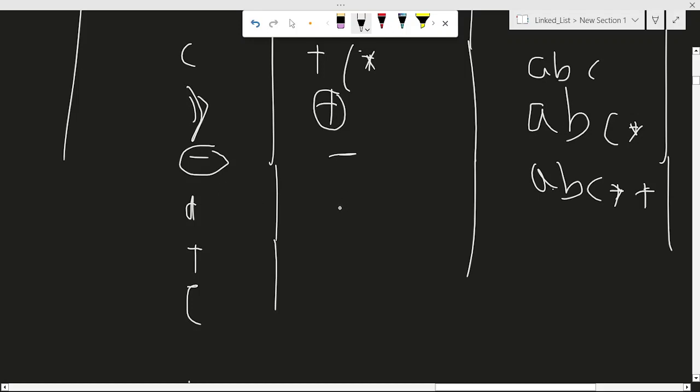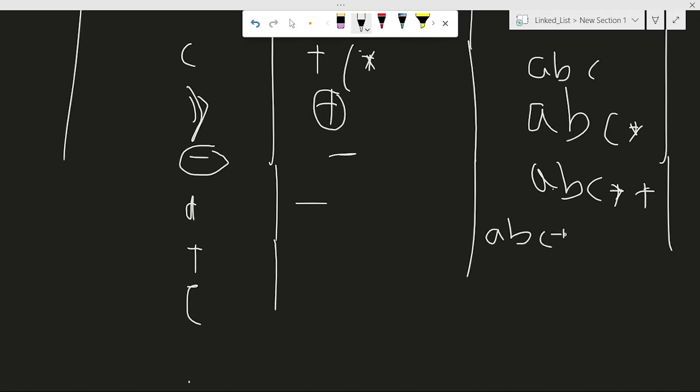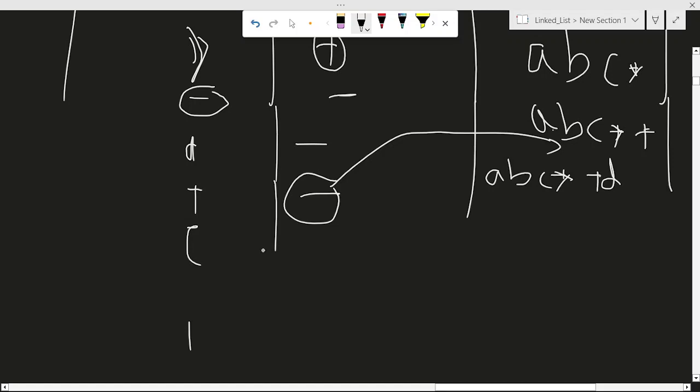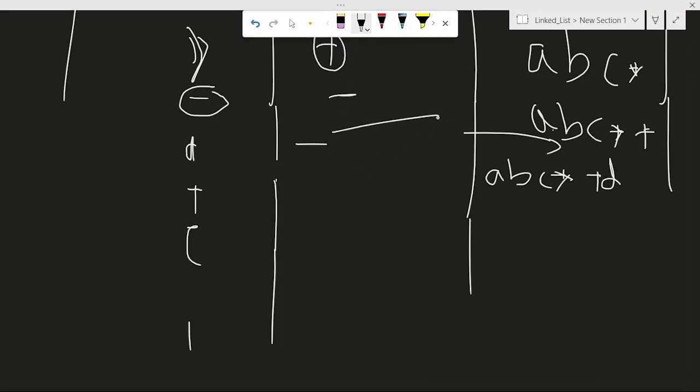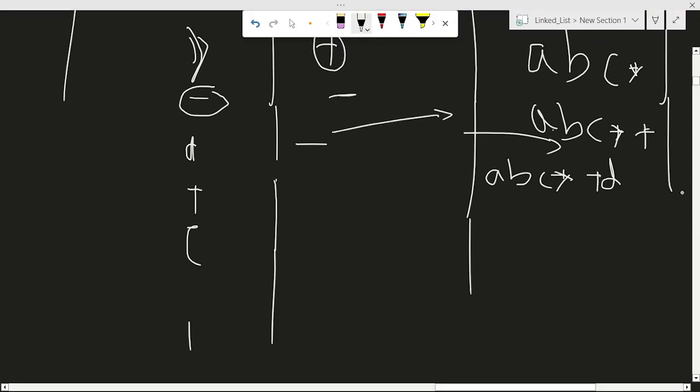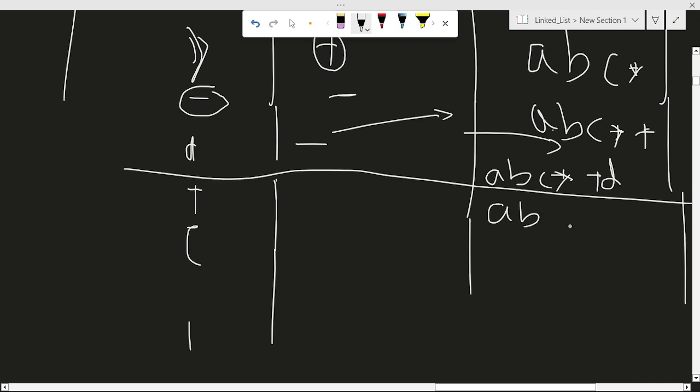Then what you have, D. So D means it is nothing but A B C star plus D. Okay, then you have plus. So compare plus and this minus. It is the same, so you need to pop. When you pop this minus, then you will have an empty stack, right? So let me write this here. You will have A. So this is our line.